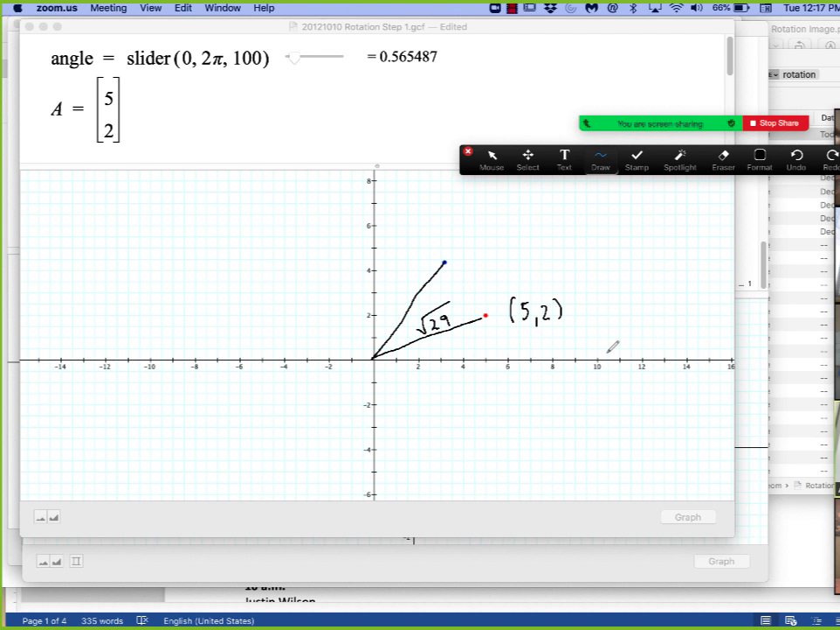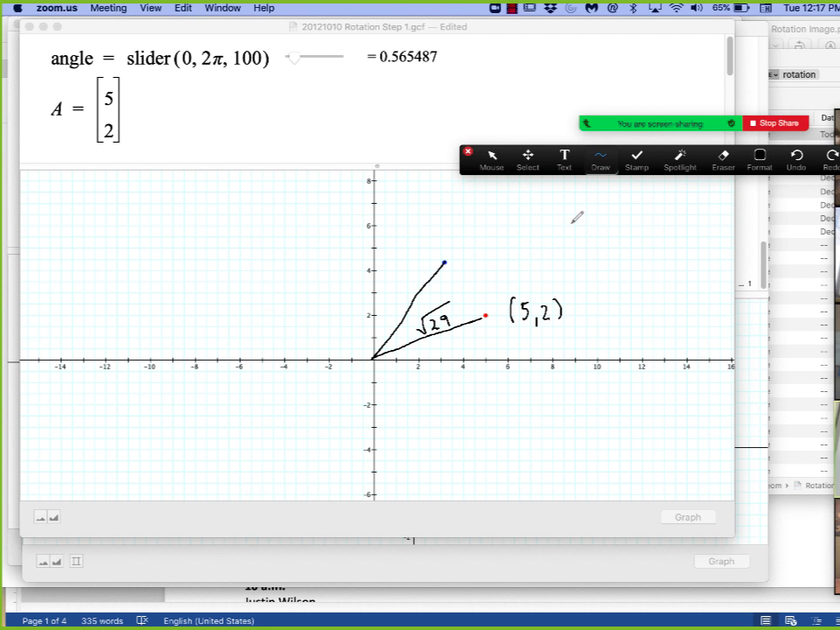I guess if you want to generalize it, is that what we're supposed to do? Does this program generalize it, or does it only do it for 5, 2? For all of them. It works for any. You can put any coordinates in for x and y, and then any angle, and it will show you that rotated point.